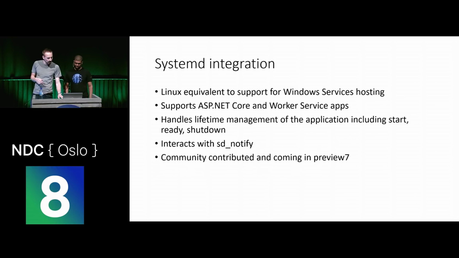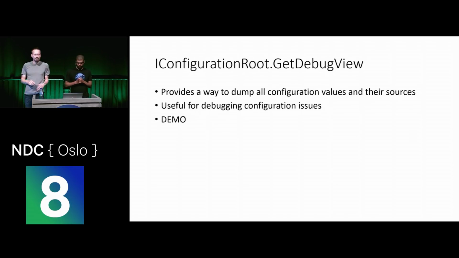All right, the last slide, we're going to have to burst through this. We've got systemd integration now. If you're hosting a background service like a Windows service on Linux, that's coming in 3.0. It just got checked in like a week ago. The ability to get all of your configuration values in one big dump, which is very useful for debugging. You can do that now with GetDebugView.